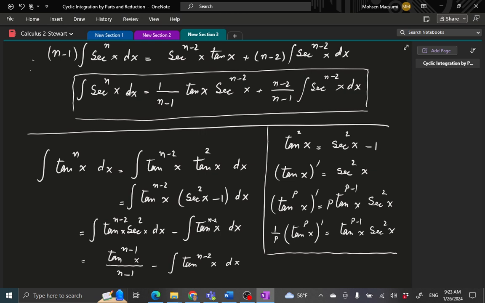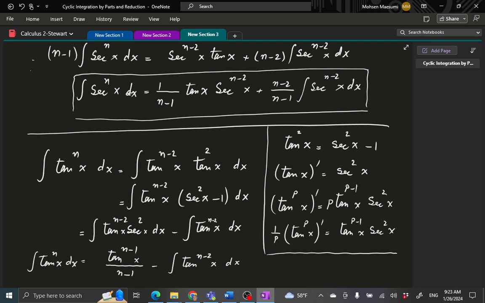The tricky part is the following: if I have tangent to some power times secant square, the antiderivative of that is obtained by increasing the power by 1 and just dividing by that. Yeah, that's it. So that's the last formula we were promising, tangent to the power of n of x.